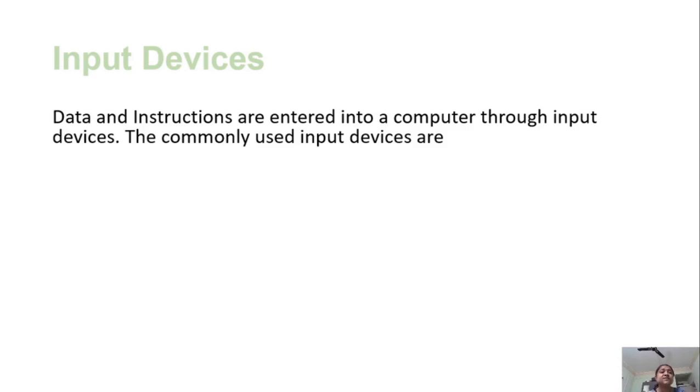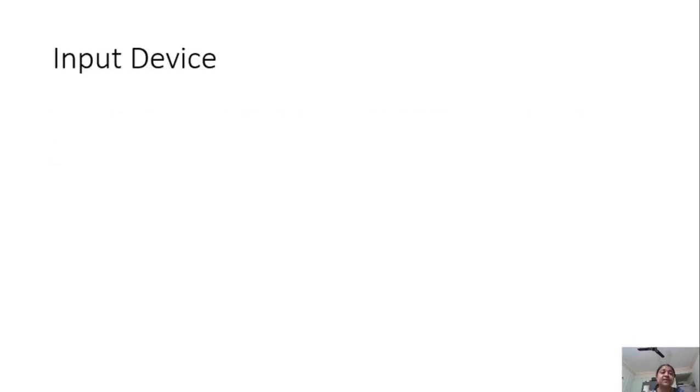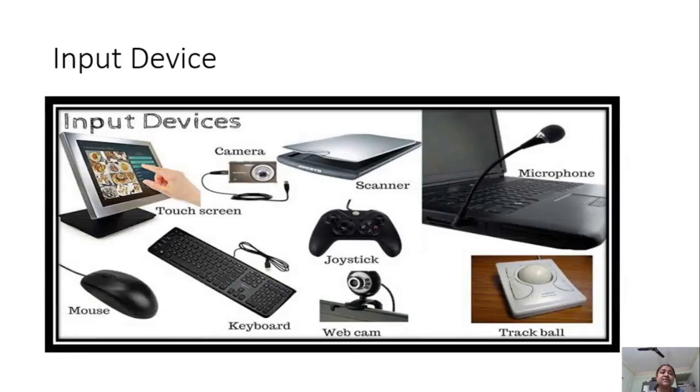Input devices. Data and instructions are entered into a computer through input devices. The commonly used input devices are keyboard, mouse, scanner, joystick, light pen, OMR, web camera. This picture shows the input devices like touchscreen, camera, scanner, microphone, trackball, webcam, keyboard, mouse, through which we input the data, and the data is processed through the CPU and we get the output.